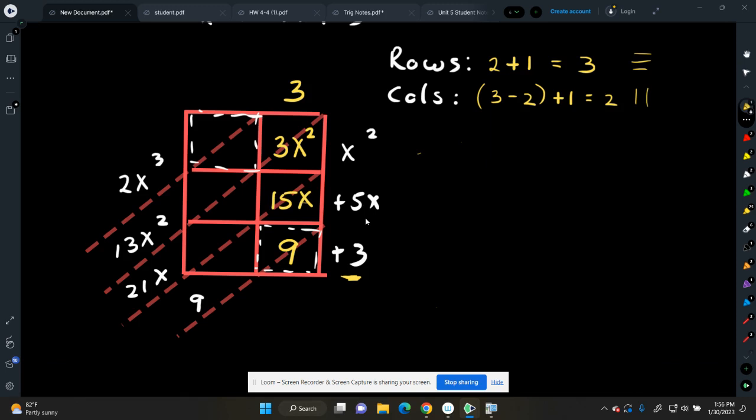TJ, what now? You have to fill in the first box. What's going to go in there? Oh no, it's 2x to the third. 2x to the third. Good.